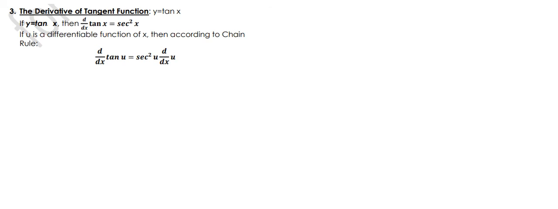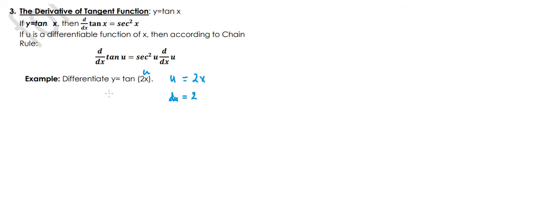So let's have an example. Differentiate y equals tangent 2x. Okay. So, like what we always do, let's find our u and our du. As you can see, this is our u, and we could say that u is equal to 2x and du is equal to 2.